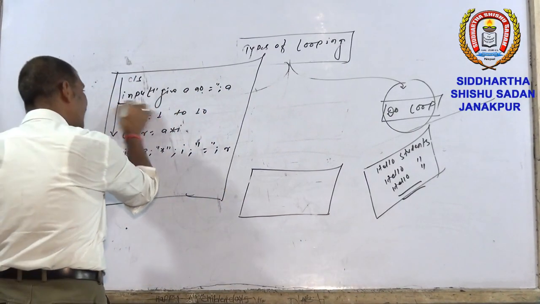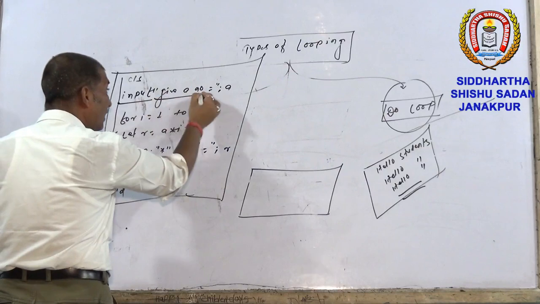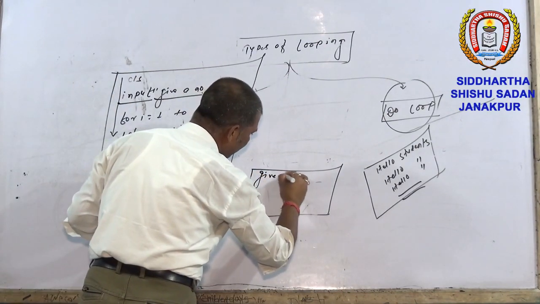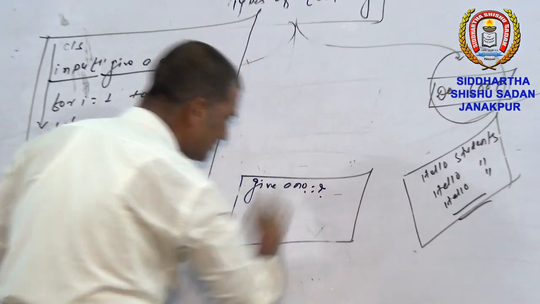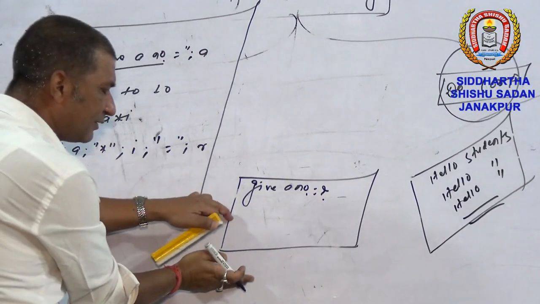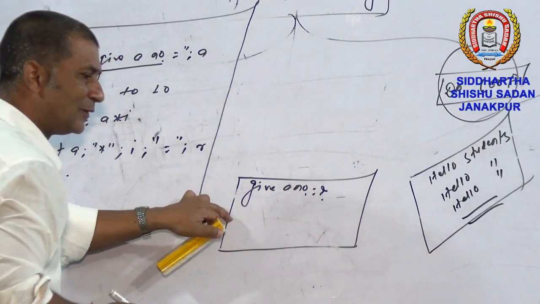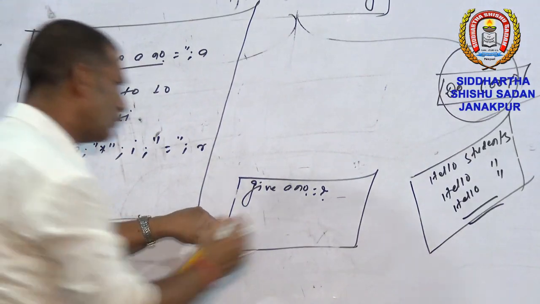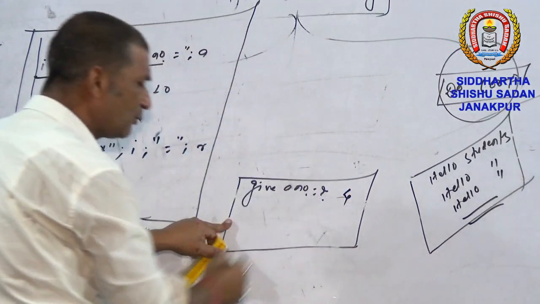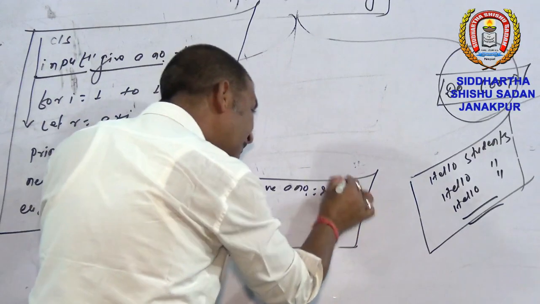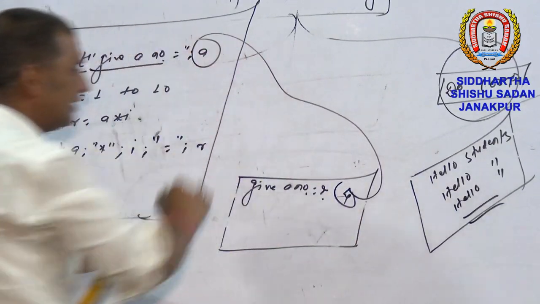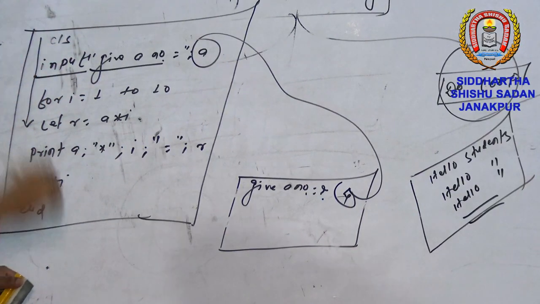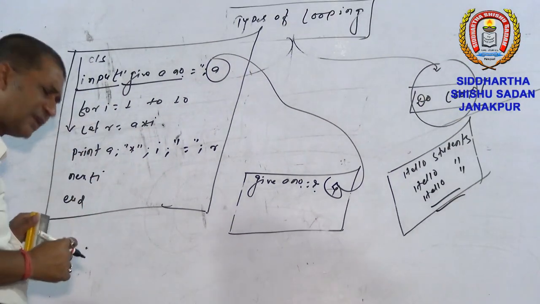Now the input statement is executed. The message written here, "Give a number", will appear with a question mark, meaning it will be active and you will understand automatically that my program is asking for a number. Suppose you have given 4 in the output window, then 4 will automatically be the value of A, the value we have given from the keyboard.